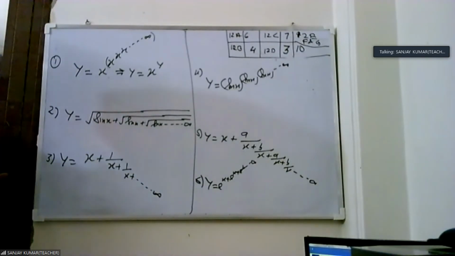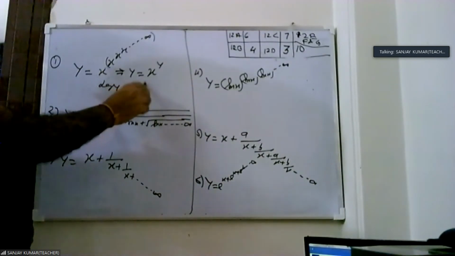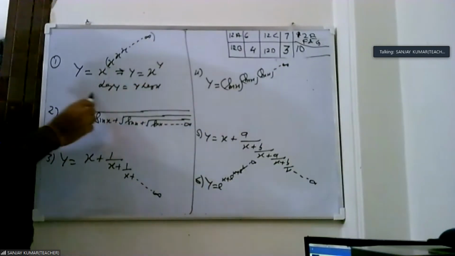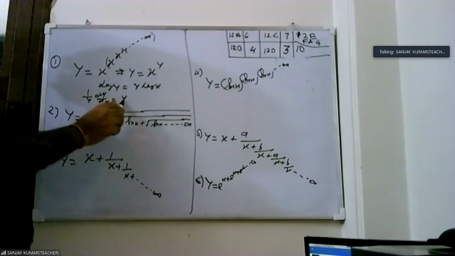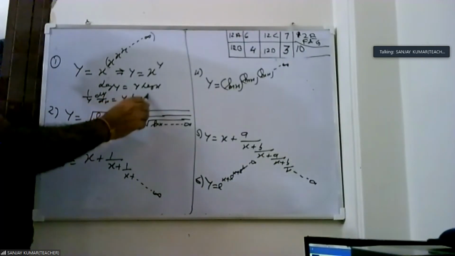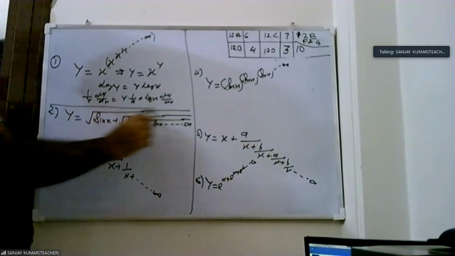Now it is a simple question of log because you have power in the form of x. So you apply log and you get the answer: y log x. We apply log, then we differentiate: 1 by y dy by dx equals, by the product rule, y as it is, times derivative of log x which is 1 by x, plus log x as it is, times dy by dx, and you get the value of dy by dx very easily from here.